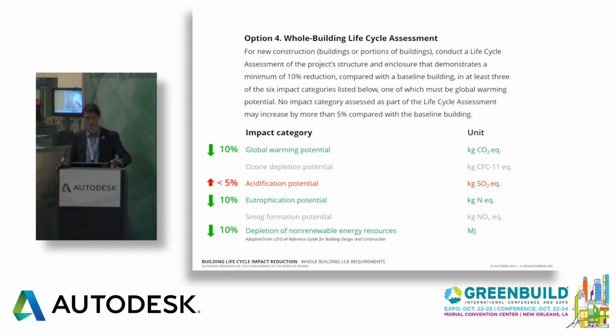So here, just in the lower half of the slide, we've demonstrated the effectively minimum threshold requirements for that. So we could pick eutrophication and depletion of non-renewable energy resources. That's that primary energy demand, that non-renewable component. And if we get a 10% reduction in those 2 as well as global warming potential with no more than a 5% increase in acidification, we would be golden.